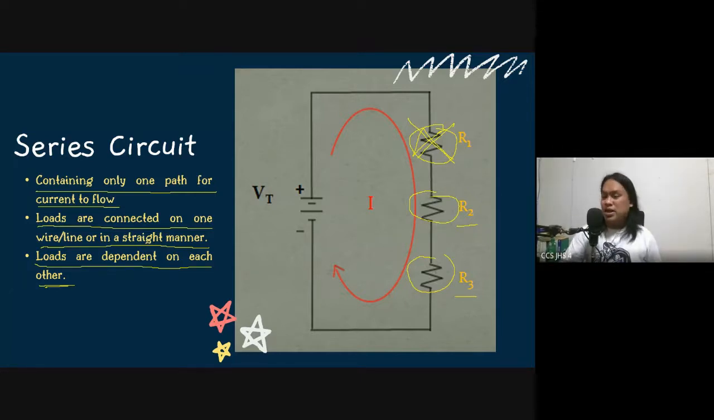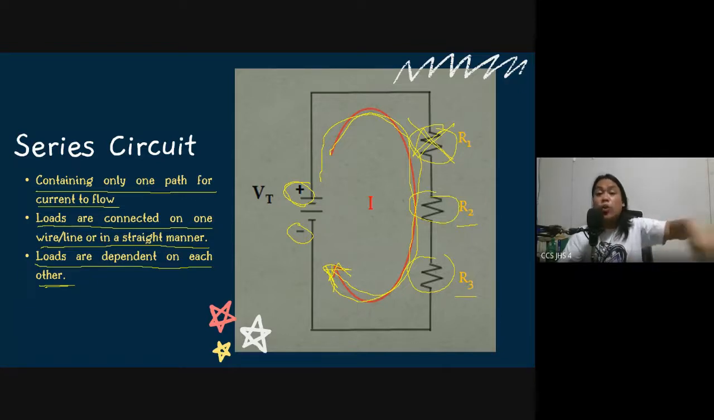Understood? Okay. By the way, I forgot to tell you, this red arrow tells us the flow of the current. From the positive side of our source, it goes clockwise around the circuit, then back to the negative side of our source. Always clockwise, it cannot start from the negative going to positive. Always positive going to negative. Understood? Okay, very good.